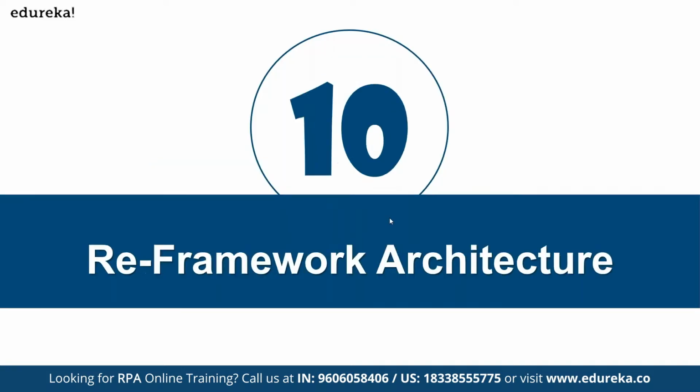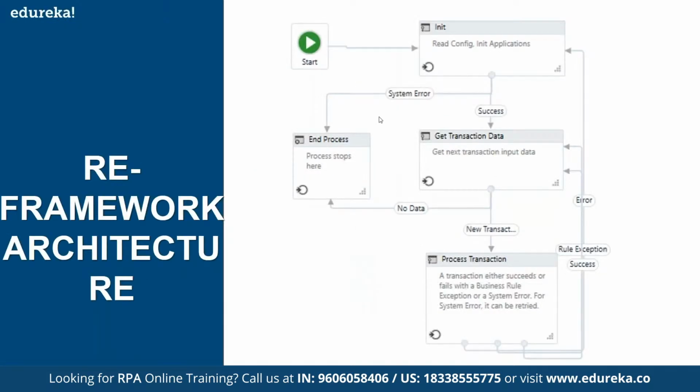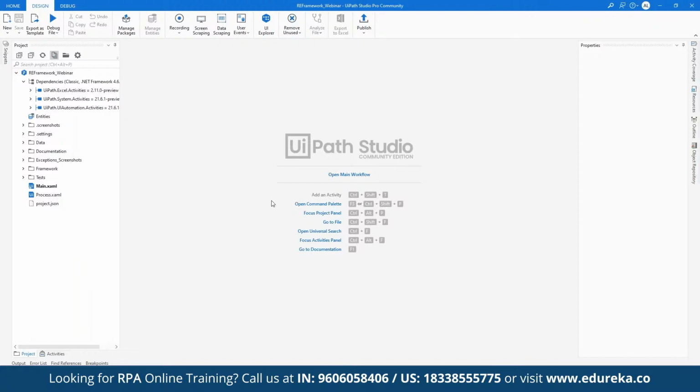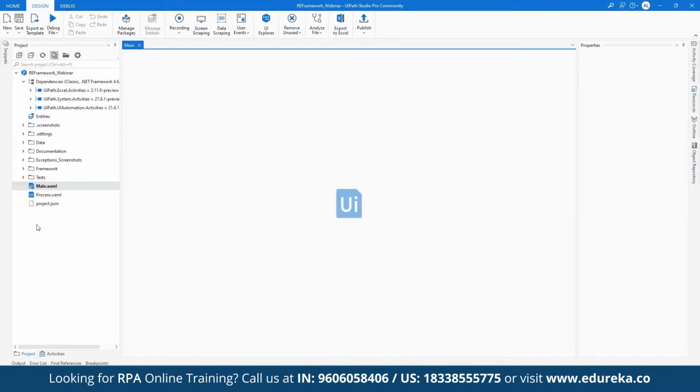So how to use the RE framework, and what is the architecture of the RE framework? This is the architecture of your RE framework. Now I have opened that in my studio. So this is the studio. I have opened the RE framework. I'll go to the project, and you see here I have main.xaml. Previously when I double clicked on main.xaml, I got the plain project. But when I double click on this main, which is RE framework webinar, which we created using the template, I'm opening the main file.